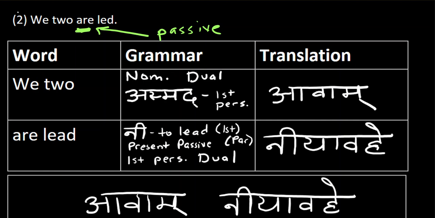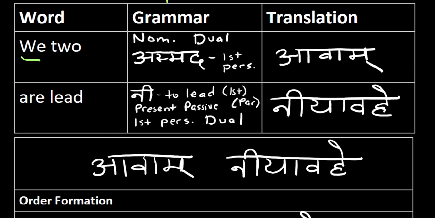Again, we two, that's a pronoun. So you're going to want to use asmad again, because we is first person. Well, we two is first person dual. And since this is the subject again in the sentence, we two are led, this is going to be in the nominative case. So nominative dual of asmad is avam.